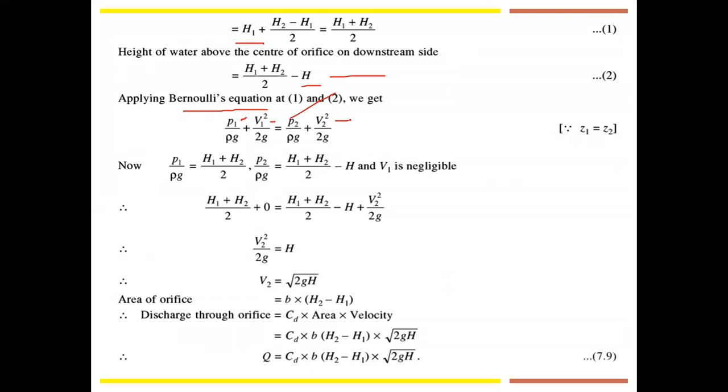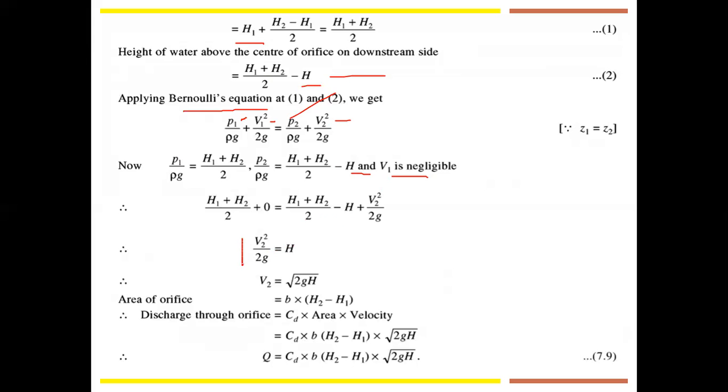Here the datum energy Z1 is equal to Z2, the same. Now P1 by rho g is equal to (H1 plus H2) by 2. P2 by rho g is equal to (H1 plus H2) by 2 minus H, where V1 is negligible. Why? Because we are not considering the velocity, that is, the kinetic energy at section 1. Now (H1 plus H2) divided by 2 plus 0 is equal to (H1 plus H2) divided by 2 minus H plus V square by 2g.